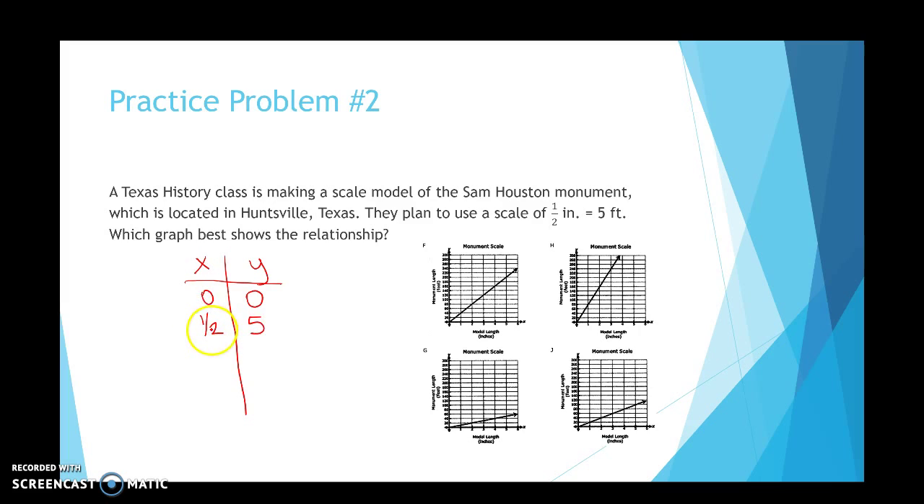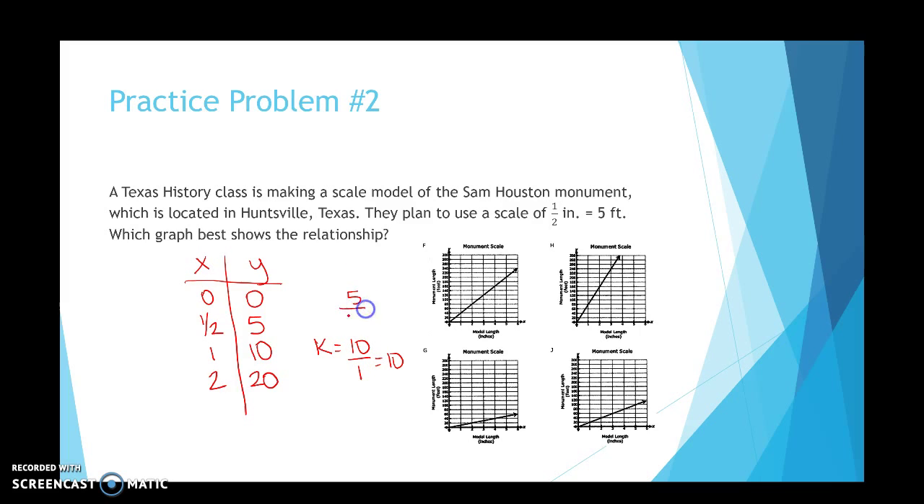If 1/2 equals 5 feet, how do I get to 1? I have to double 1/2 to get to 1, so I need to double 5 in y. So 1 would be twice 5, which is 10. Then let's do 2. If 10 divided by 1 is 10, then 20 divided by 2 for our constant would be 10 as well.